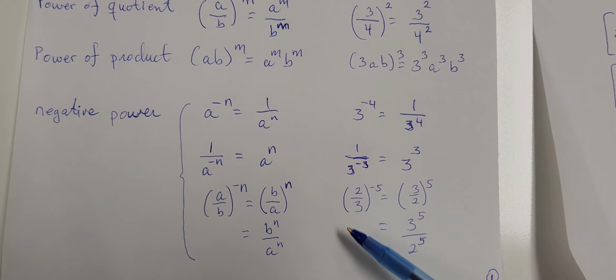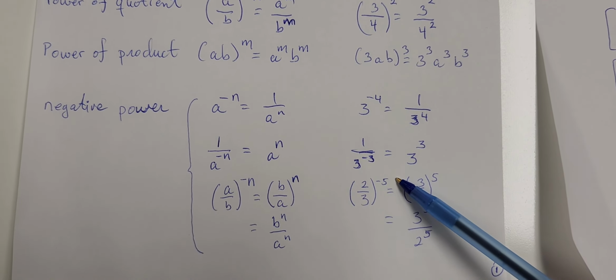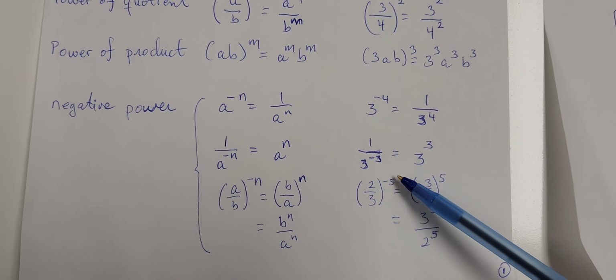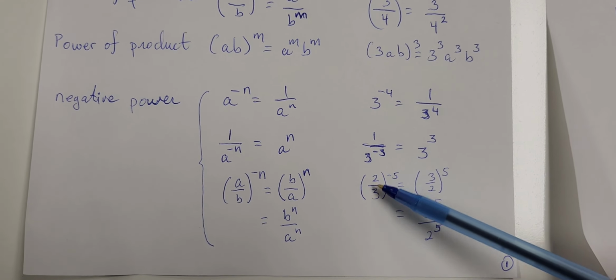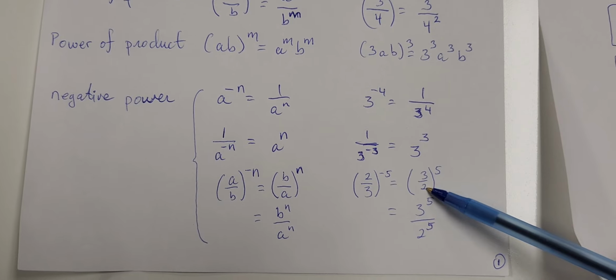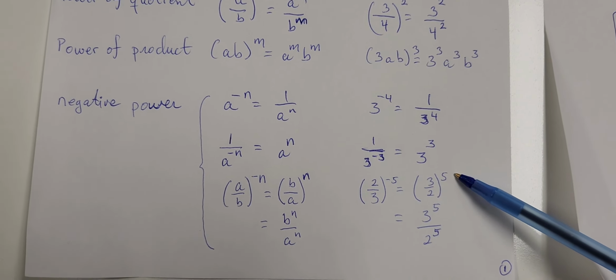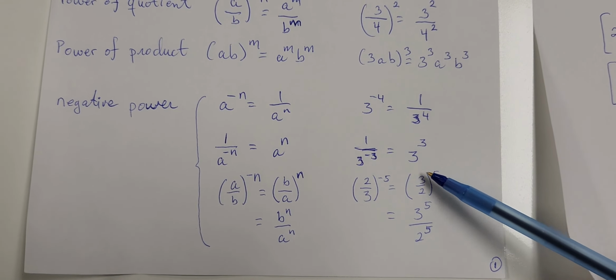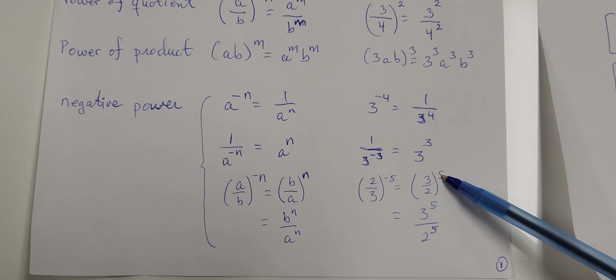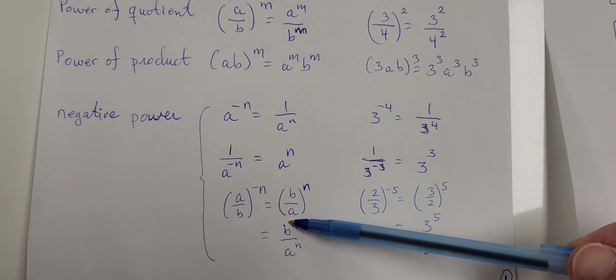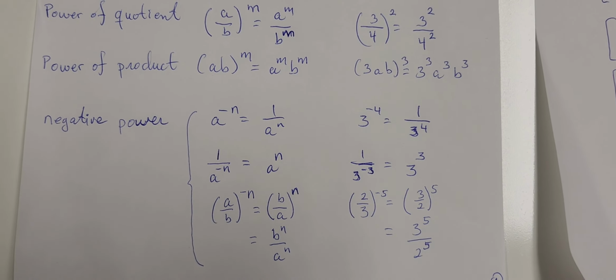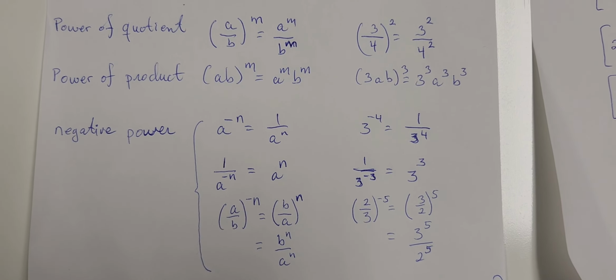Okay, so here's an example: 2/3 to the negative fifth, 2 over 3 to the negative fifth power. First thing is flip the 2/3, which becomes 3 over 2. The negative 5 becomes positive, and then distribute the 5 to the 3, distribute the 5 to the 2. Okay, so these are the last three negative powers. So be very careful of the negative powers.